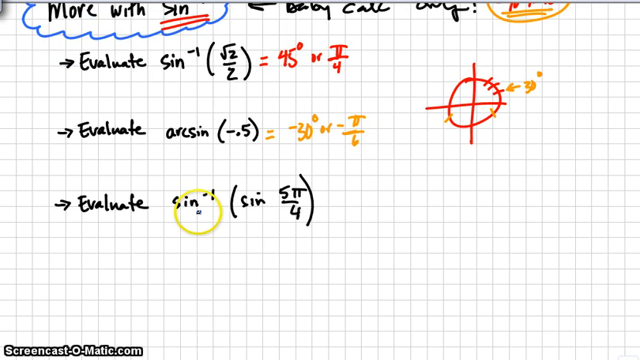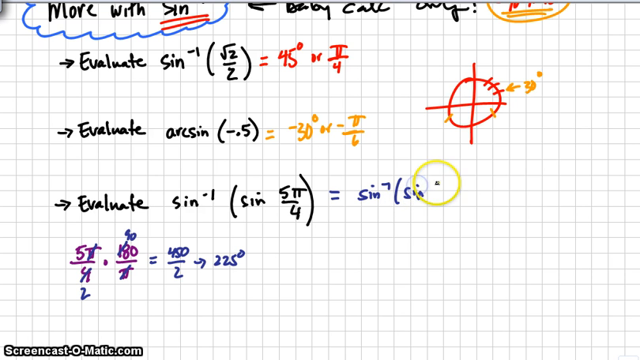And the last one, here you're taking the inverse sine of the sine of 5 pi over 4. If you don't know where 5 pi over 4 is, you're going to need to convert it to degrees. So let's quickly do that. 5 pi over 4, you convert it to degrees, you multiply by 180 over pi. Pi's will cancel. Doing some reducing here, divide by 2 here, I get a 2 and a 90. Multiplying, I get 450 divided by 2, which is 225. So I'm trying to find the inverse sine of the sine of 225 degrees.